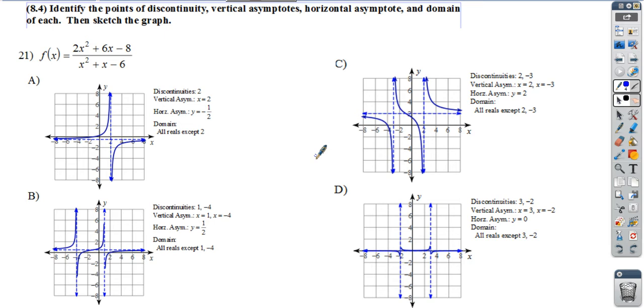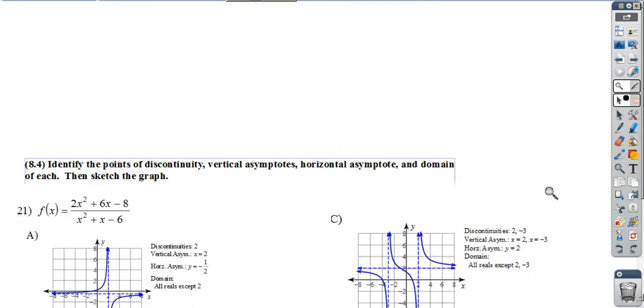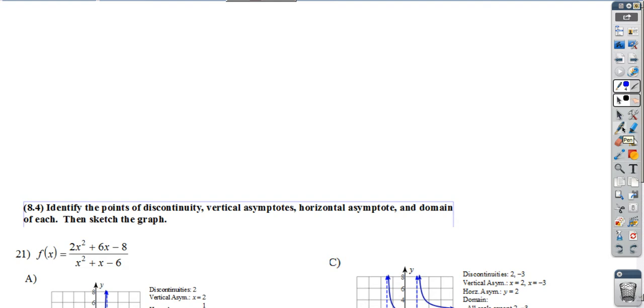Alright, so these are again rational functions, but there are three cases when it comes to horizontal asymptotes. We saw one of the other cases before. Let me just give you three basic examples so you can see what the three cases are. Okay, so we'll use a similar example.